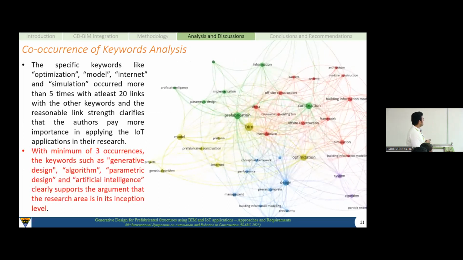The specific keywords like optimization, model, and so on, which occurred more than 5 times with at least 20 links and a reasonable link strength, clarify that the authors pay more importance to applying AI or IoT applications in their research. And with a minimum of 3 occurrences, generative design, algorithm, and parametric design clearly indicate that the research is at the surface level.